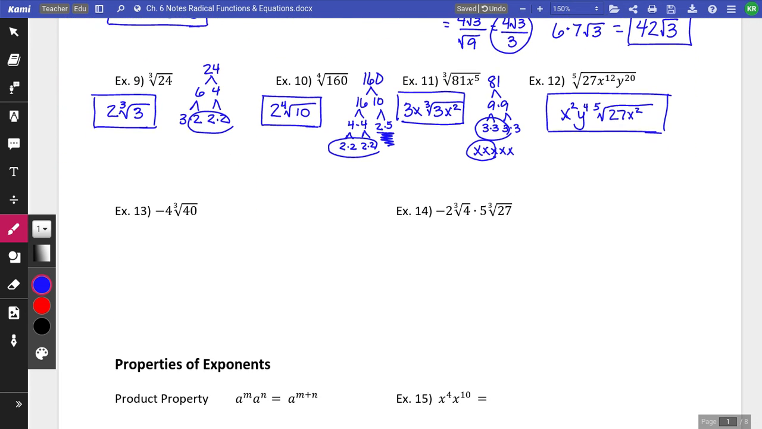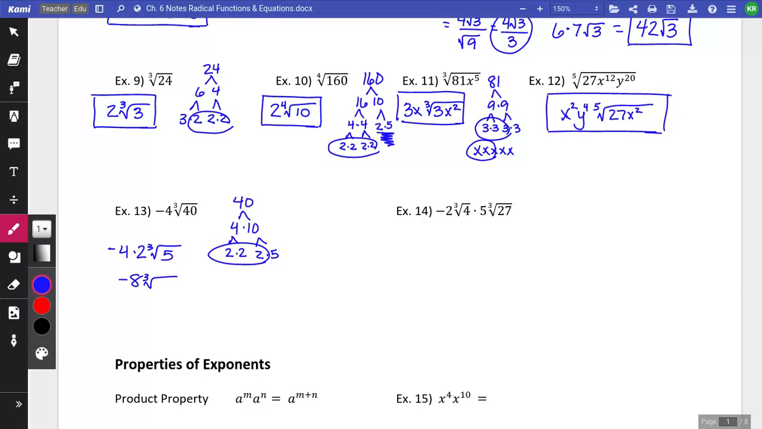Number 13, again, cube root. So we need a group of 3 things. You're going to be able to find them in 2s. So I'm going to have 2 2s from the 4, and then the 10 is a 2 and a 5. Okay, so this would be a -4. A group of 2s come out, and then cube root of 5 is left over.